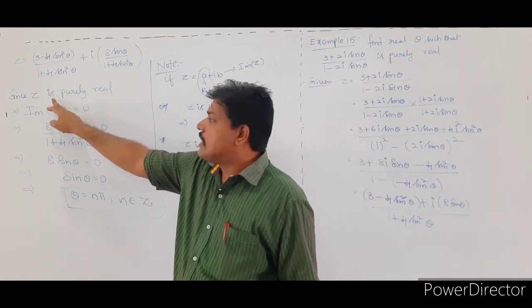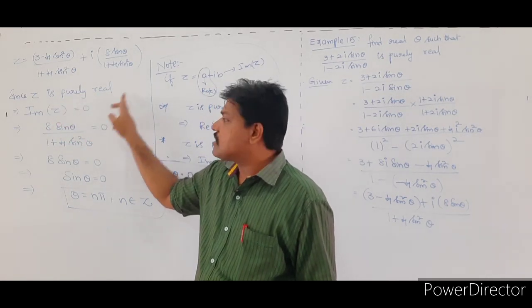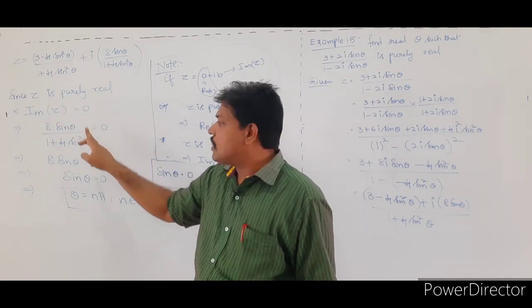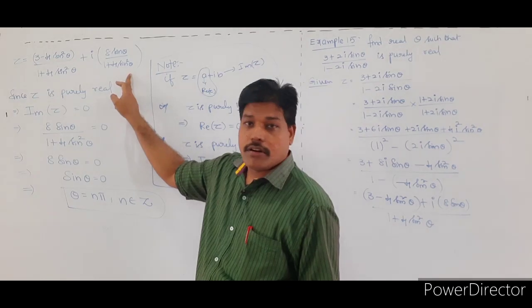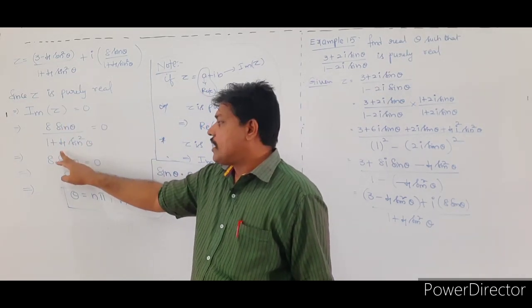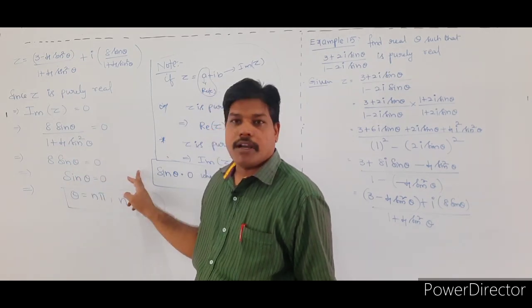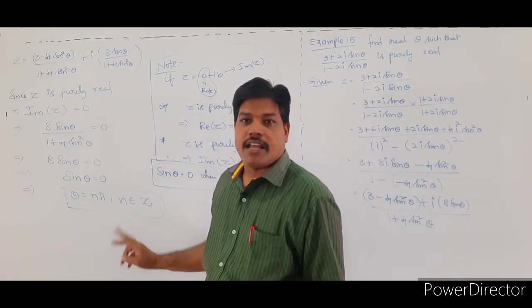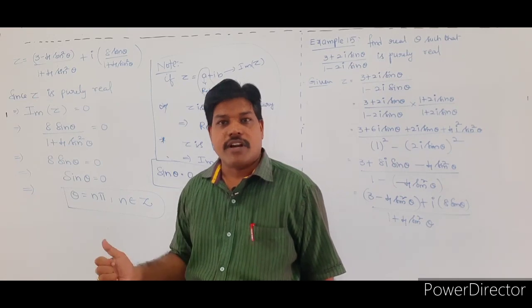So in the question, since z is purely real, meaning imaginary part is 0. So what is the imaginary part? This is the imaginary part. 8 sin theta by 1 plus 4 sin square theta is 0. So that implies 8 sin theta is 0, sin theta will become 0, then theta is n pi, n belongs to Z. See that, students, once again that question.